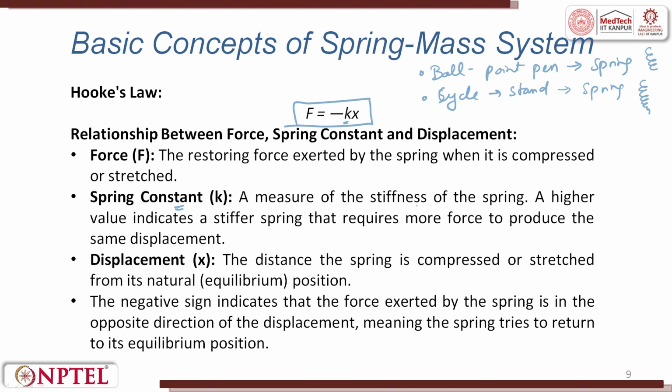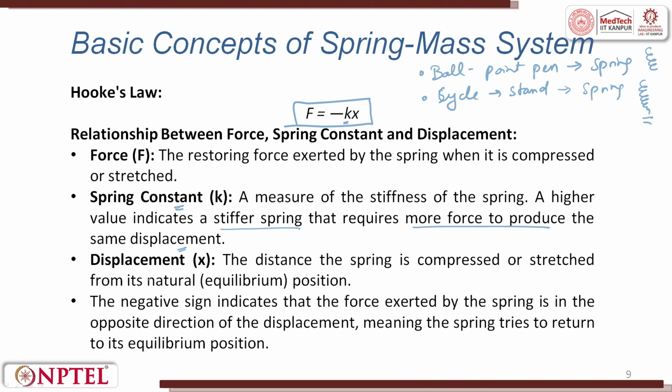Spring constant is a measure of the stiffness of the spring. A higher value indicates a stiffer spring that requires more force to produce the same displacement. More the stiffness, more the force required. So, a ballpoint pen may have to take a maximum load of maybe 2-3 kilos. A cycle stand has to take a load of 15-20 kgs. That is what it is.